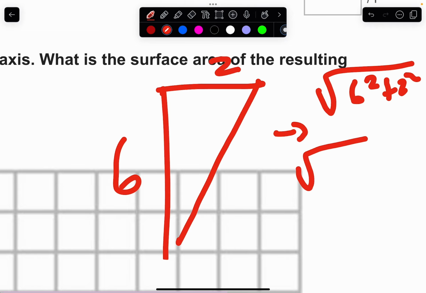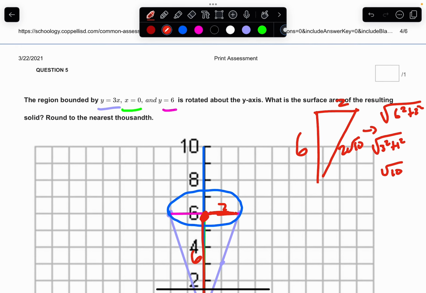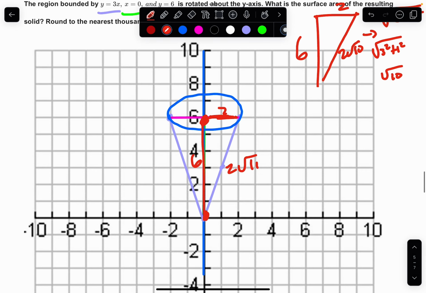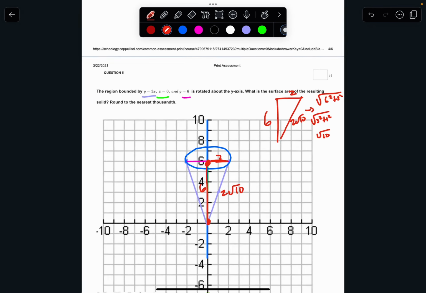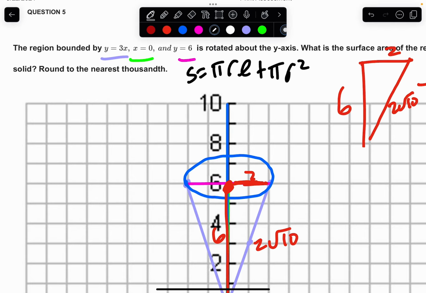I would divide by 2. That'd do 3 squared plus 1 squared, which is 10. But since I divided by 2, I have to multiply the 2 back in. So this is 2 root 10. So our formula for surface area here is going to be pi RL plus pi R squared.